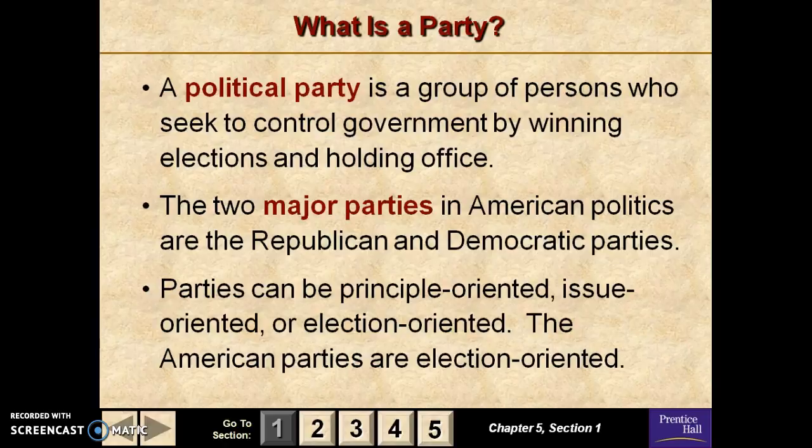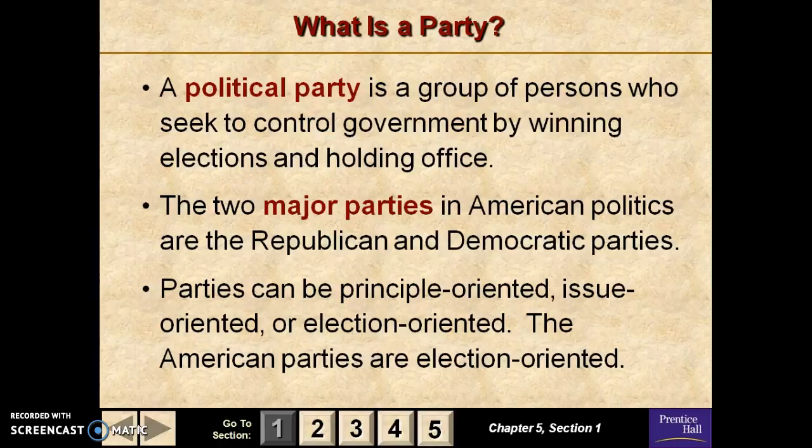Parties can be principle-oriented, issue-oriented, or election-oriented. As we just discussed, the last one here, election-oriented, describes the Republicans and the Democrats. Their main focus is to find a person that can win the election and then hold on to that office as long as possible.